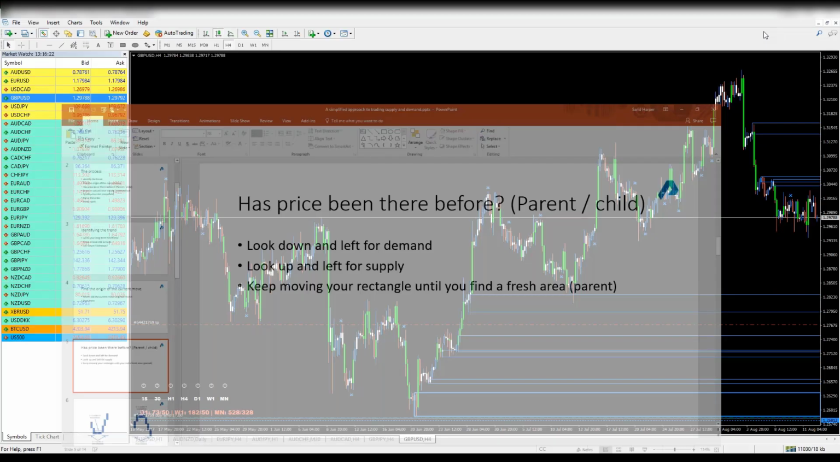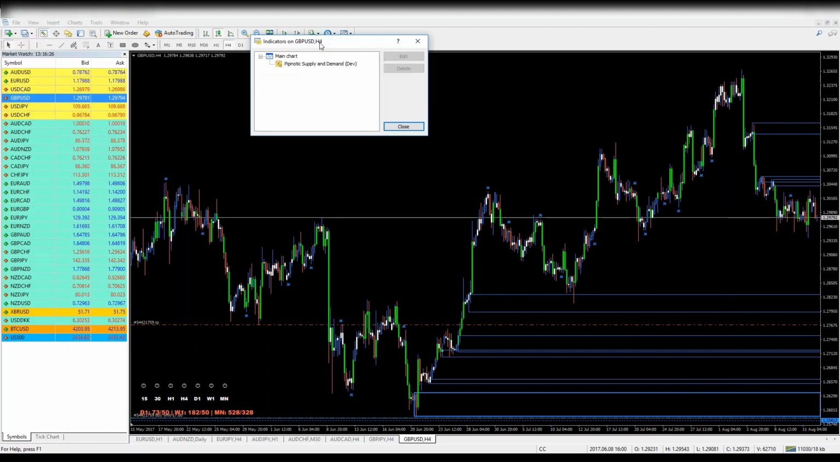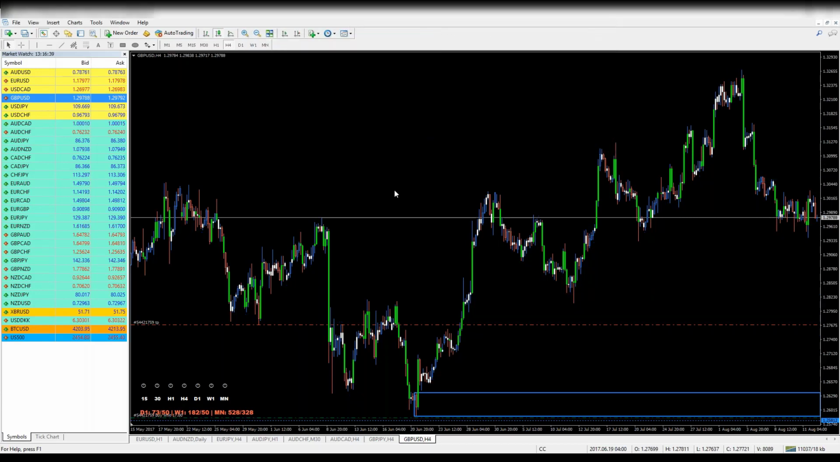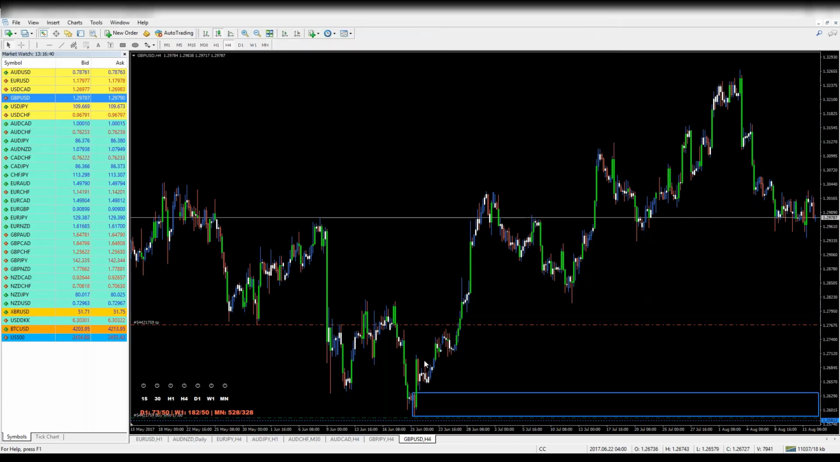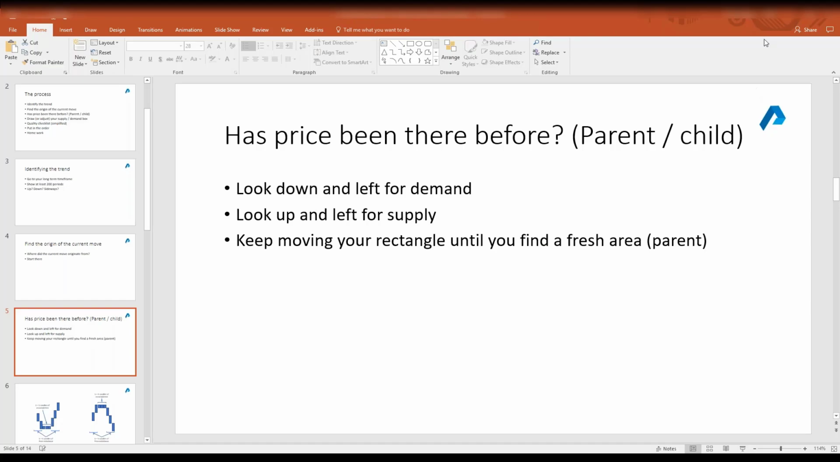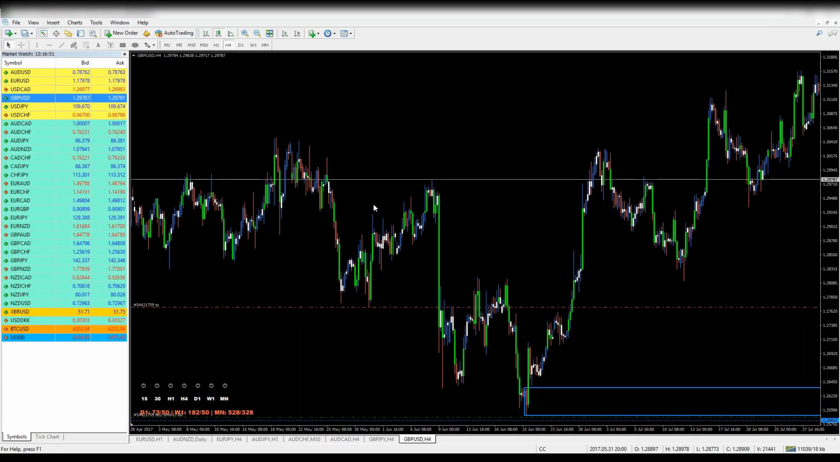Yes, and so, if we use this as an example, let me turn off the indicator rectangle, so we have to do this ourselves. I'm going to move all of this over here. So we have identified this to be the origin of the move. And so now, we do what it says here, keep moving your rectangle until you find a fresh parent. So we have this one. So we want to be able to roll back.